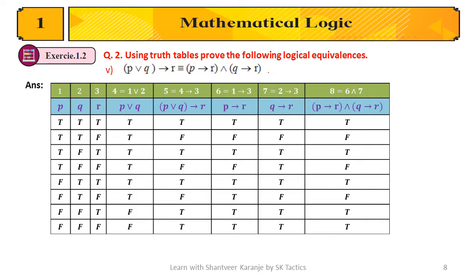In the sixth and seventh columns we bifurcated these two brackets, P implies R and Q implies R, and in the eighth column we combine them with the connective AND. So here you can observe the left hand side complete is in column number 5, whose truth values are T F T F T F T T, and column number 8 gives the complete RHS, whose truth values are again T F T F T F T T. So both are identical. Column number 5 and 8 imply the given logical equivalence. Hence from column number 5 and 8 proved the logical equivalence.